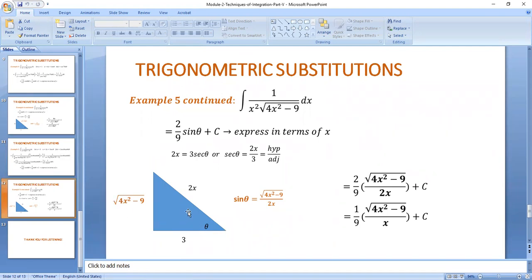So it would be the square root of the square of 2x, 4x squared, minus the square of 3, which is 9. Now, the sine of theta then will be the square root of 4x squared minus 9 divided by 2x. So your 2 over 9 this time will be multiplied to this because it's sine theta in here. Again, we cancel the 2. So you have 1 over 9 square root of 4x squared minus 9 over x plus c.